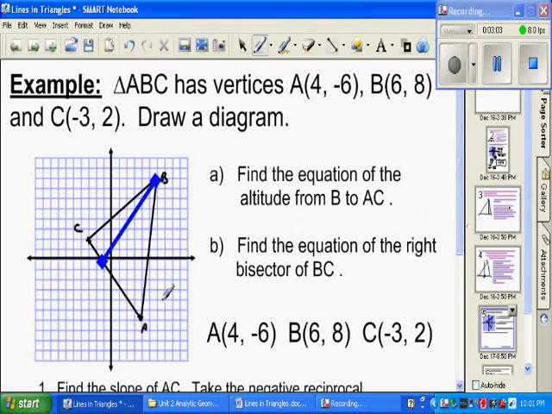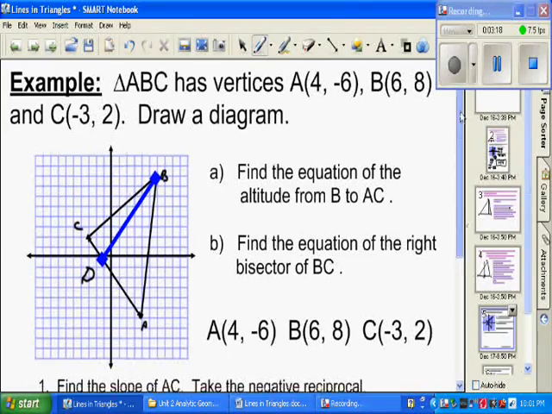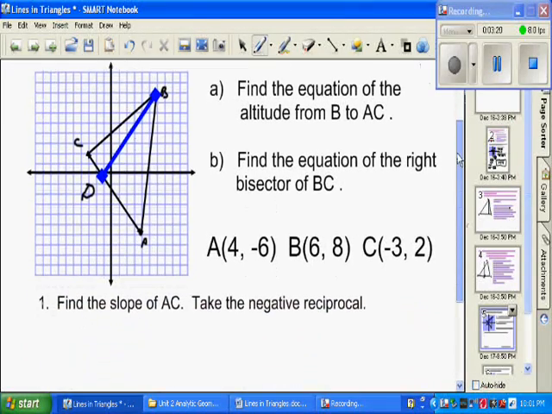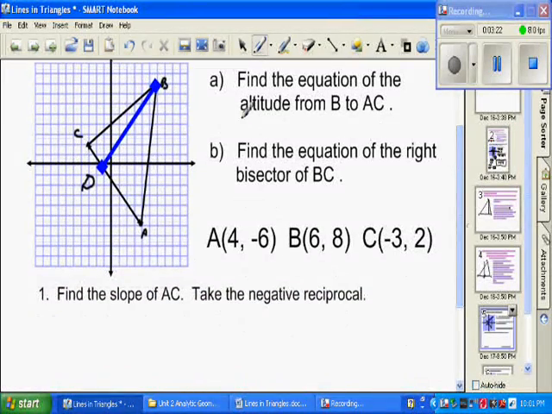Usually what we should do is we'll label it. So our altitude is B, and we can call this D. We don't know exactly where it's crossing. Right now I'm just estimating from the graph. So we're going to use the 4 steps from the note to find the equation of the altitude from B to AC. First thing we have to do is find the slope of AC, and then we can use that slope to find the perpendicular slope, which will be our slope of BD.